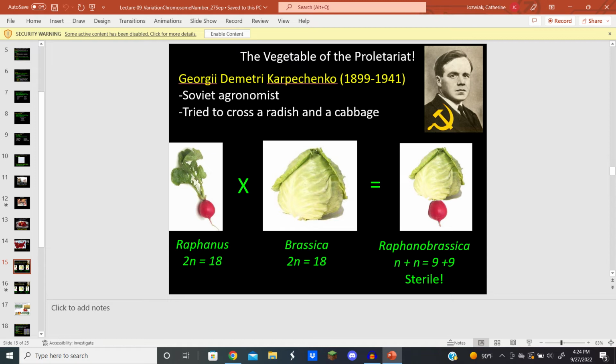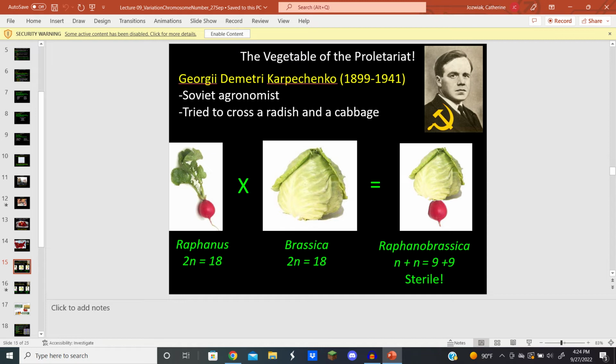And when he went and looked at the tips of the growing roots, which is one of the ways to do a squash, a mitosis squash, he noticed that instead of having 18 chromosomes, there were 36. And then when he started looking at meiotic squashes in the anthers, what he noticed is that there was 18 and 18, essentially. This resulted from a spontaneous doubling of chromosome number.